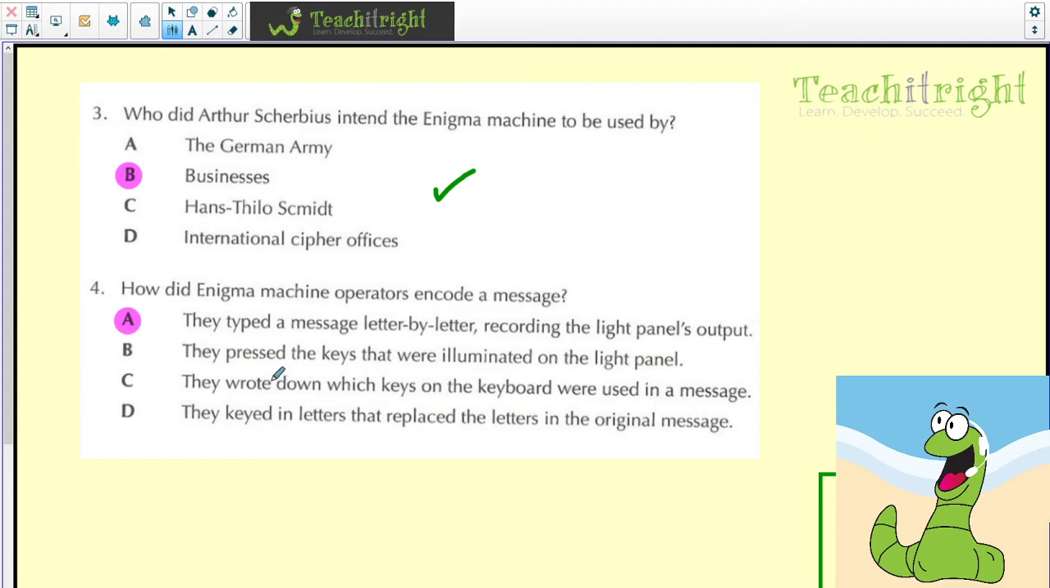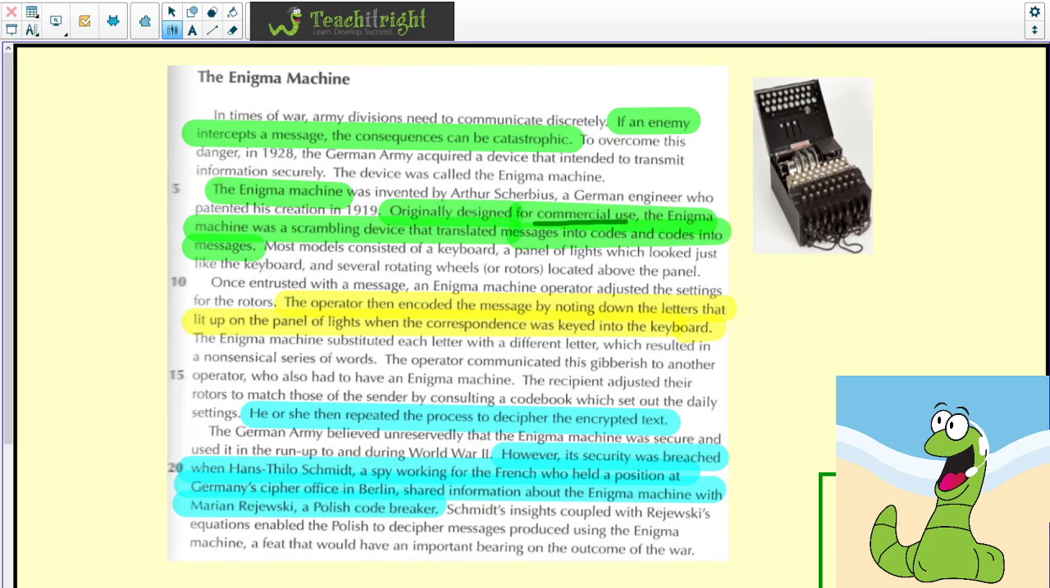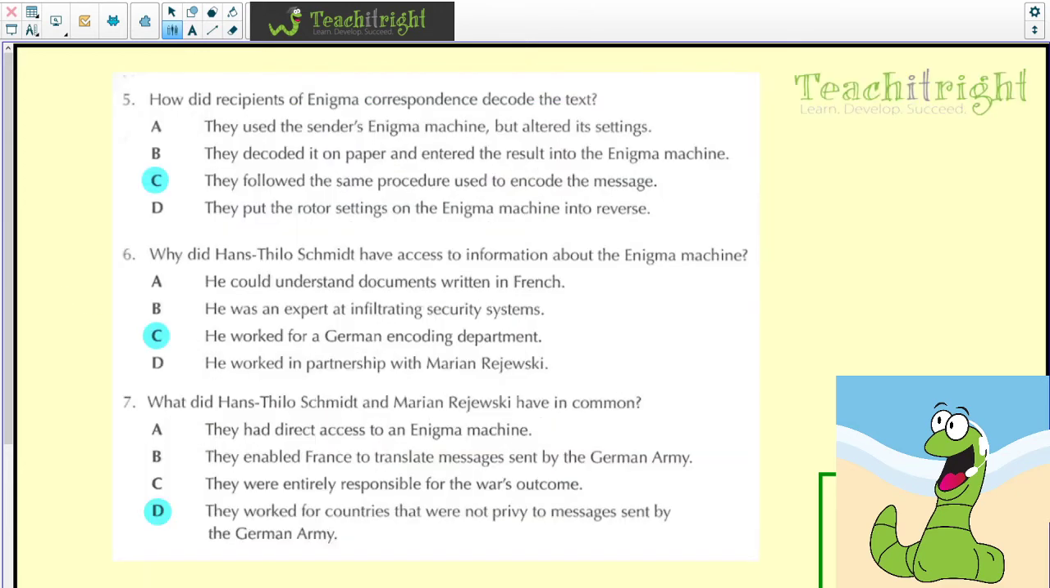So if we come back and look at our options, they typed a message letter by letter, recording the light panel's output. Then we've got question 5. How did the recipients of Enigma correspondence decode the text? They followed the same procedure used to encode the messages. Let's go back and see if there's evidence here. He or she then repeated the process to decipher the encrypted text. So there's the evidence there. So this is really all about going back to the text and clarifying your thinking.